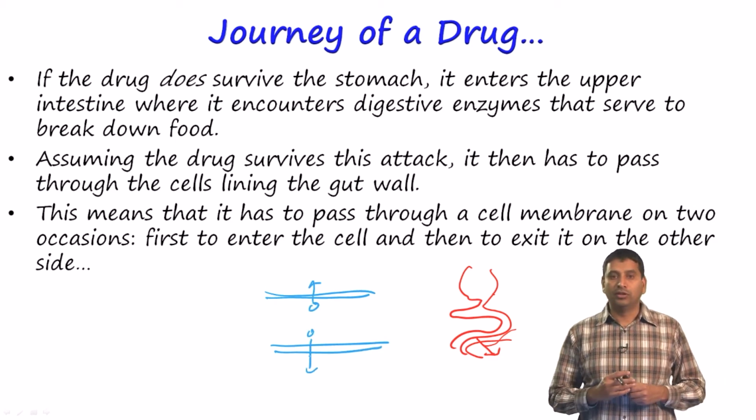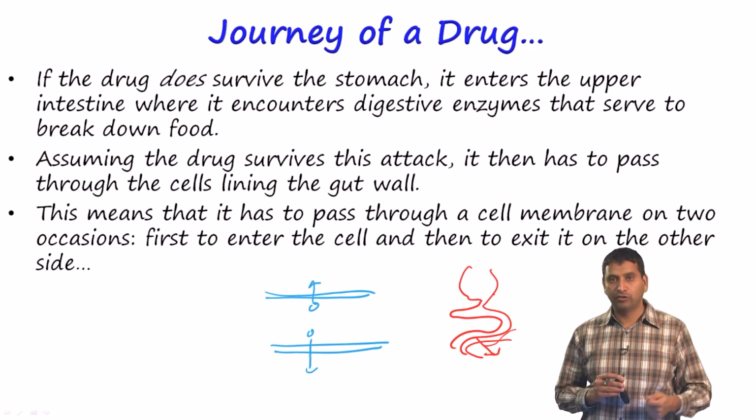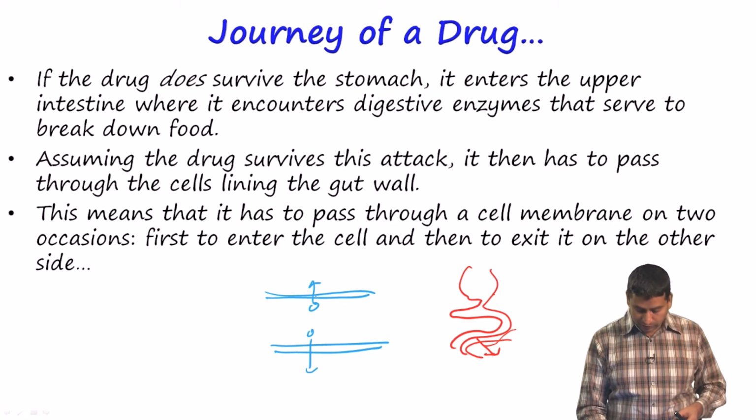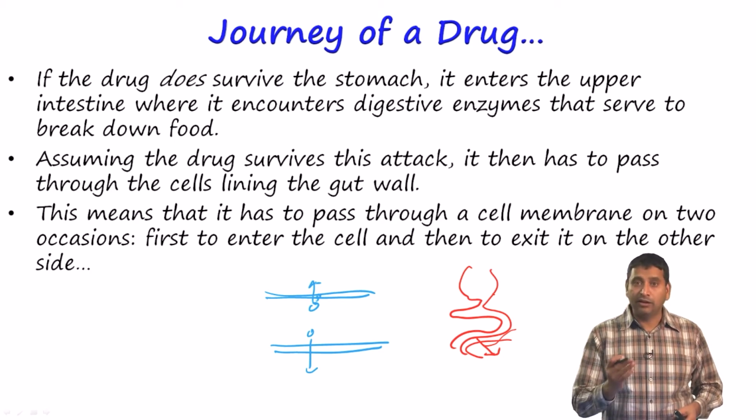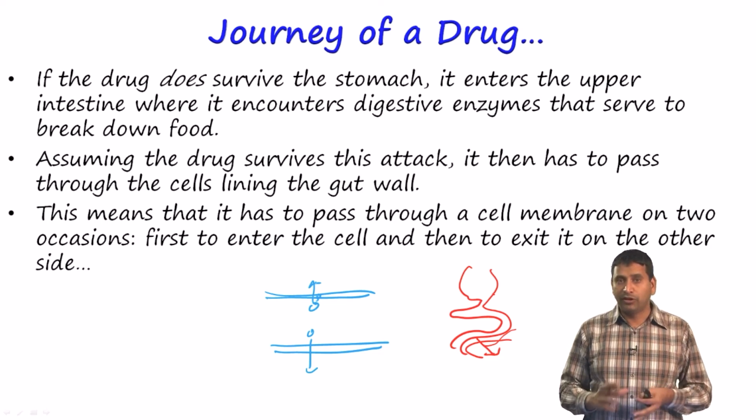This also means that it has to pass through a membrane on two occasions. First, to enter the cell, that is here, the first membrane, and then it has to exit to the other side. So, it is a fairly complex journey that we are trying to understand here.